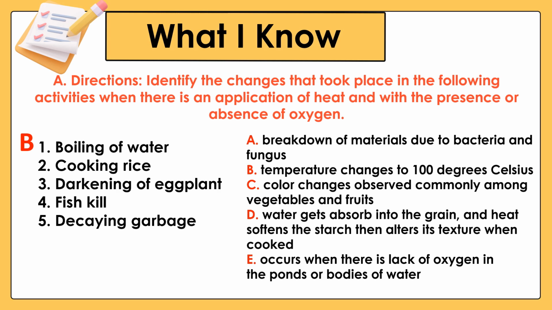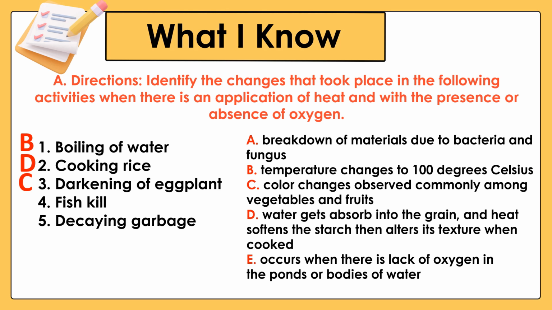Number 2. Cooking rice. The correct answer is letter D. Water gets absorbed into the grain and heat softens the starch, then alters its texture when cooked. Number 3. Darkening of eggplant. The answer is letter C. Color changes observed commonly among vegetables and fruits.